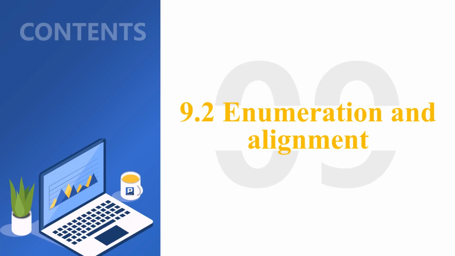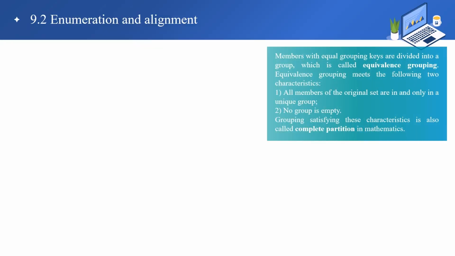Section 2. Enumeration and alignment. Members with equal grouping keys are divided into a group, which is called equivalence grouping. Equivalence grouping meets two characteristics. 1. All members of the original set are in and only in a unique group. 2. No group is empty. Grouping satisfying these characteristics is also called complete partition in mathematics.